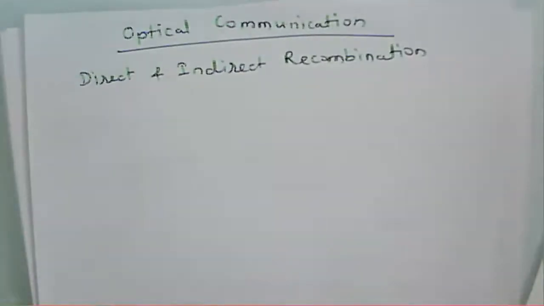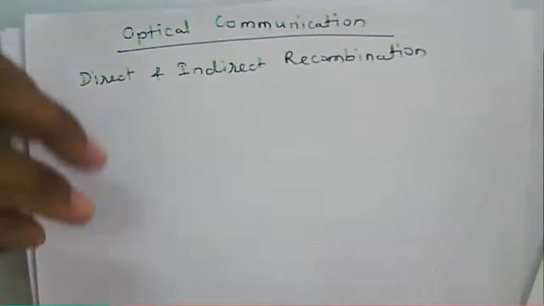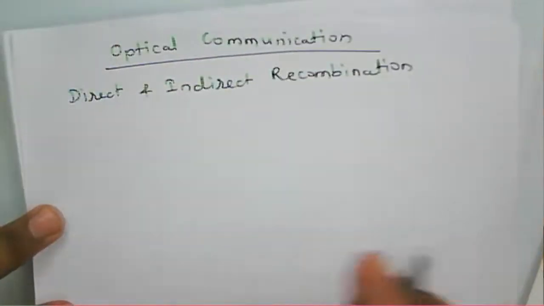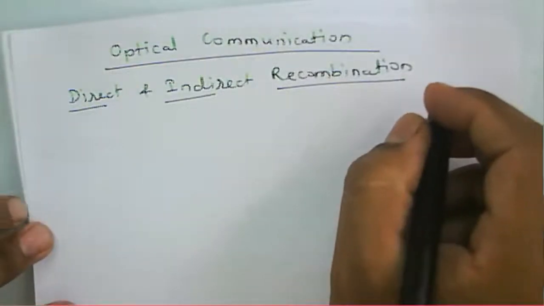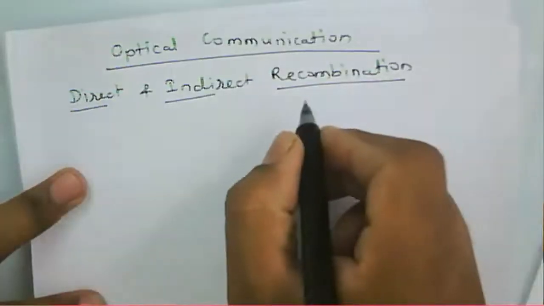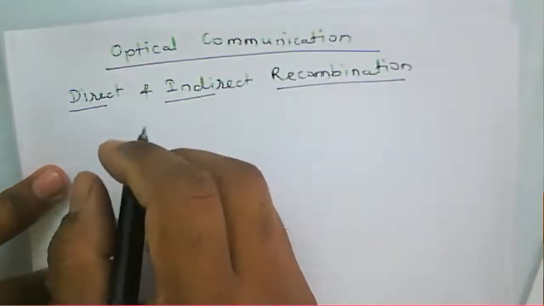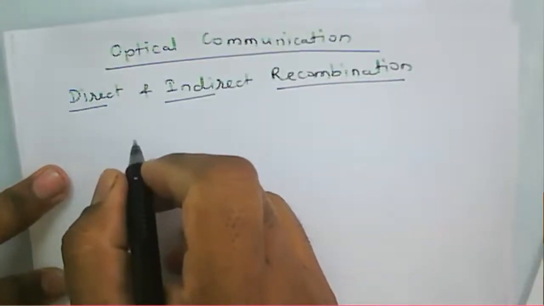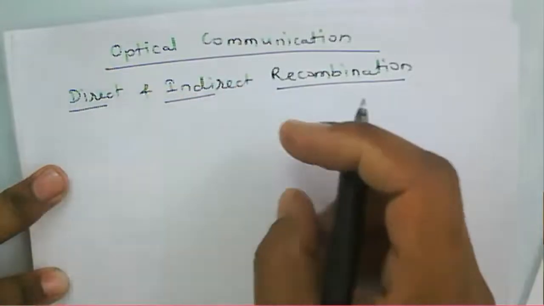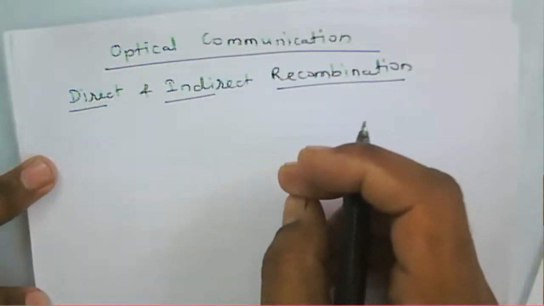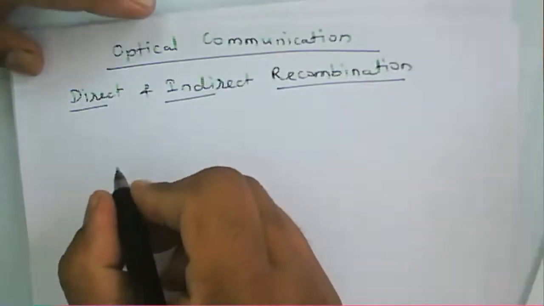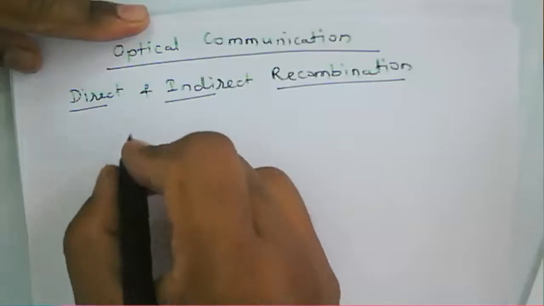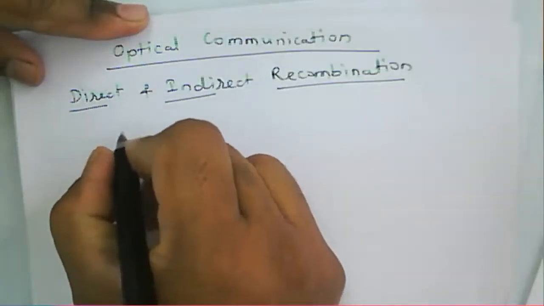Today we start with a light emitting diode. To understand how light propagates through the diode, we will first learn about direct recombination and indirect recombination. That is about electron recombination, and because of that recombination of an electron, the material will emit a photon. Means emission takes place. So how that emission takes place, we need to see here.